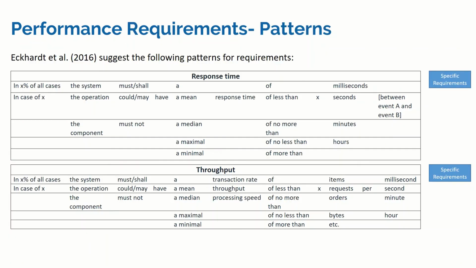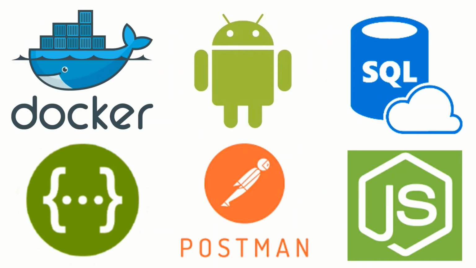Then we talked about how we write these requirements. There's a proper way to write them, and we recommended a way, not the best way, but a way that you can write them to make your requirements a lot more complete. And then we also talked about these few technologies here: Docker, Android SQL, Swagger, Postman, Node. Some of these we covered a bit less, some in larger detail.